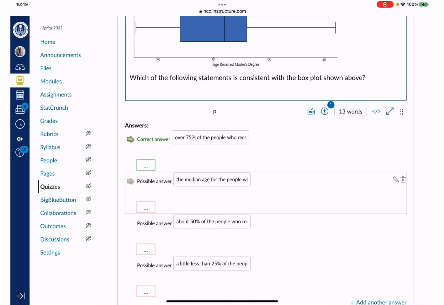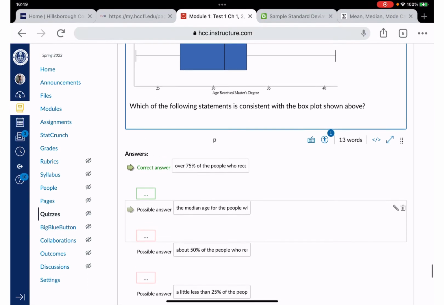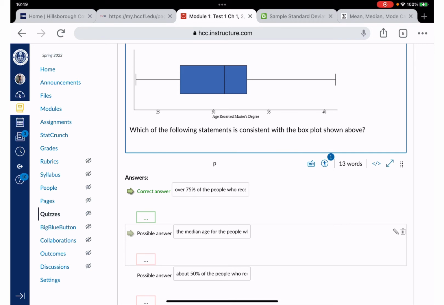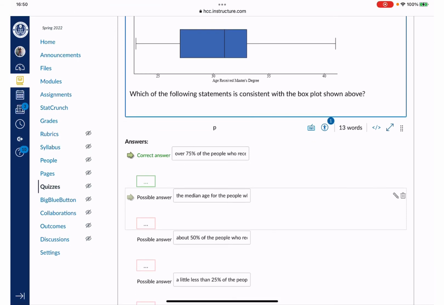Second one, I'm coming backwards. I don't want to jump to the correct answer right away, I want to explain. About 50% of people who received a master's degree were 30 years old. This is also not the case, because that's the age at which they received a master's degree. This is not 50%, because 50% falls here, which is the median. If it were bell shaped, with the median right in the middle, then that answer would be the case.